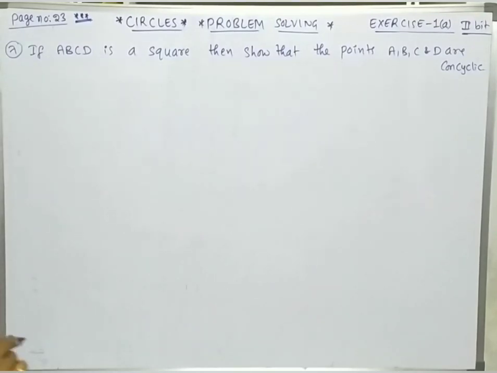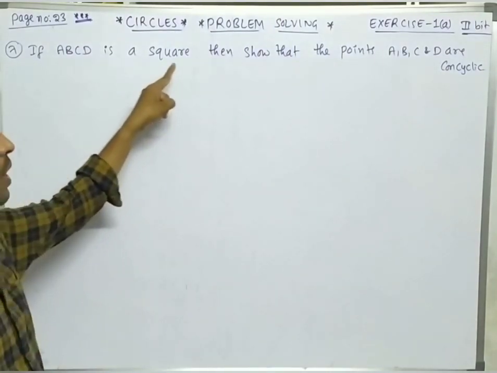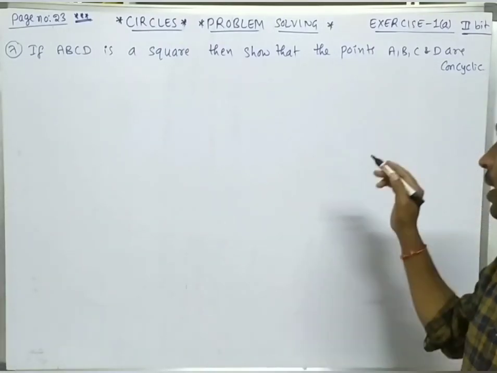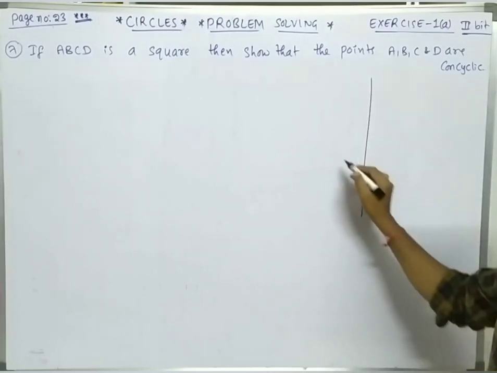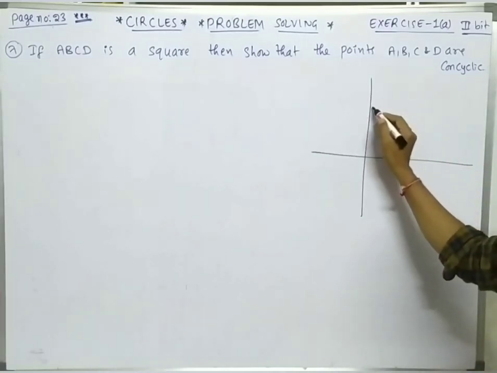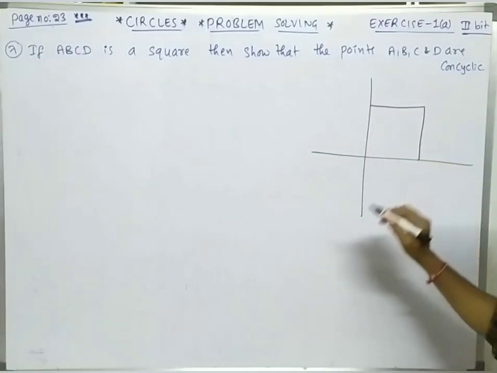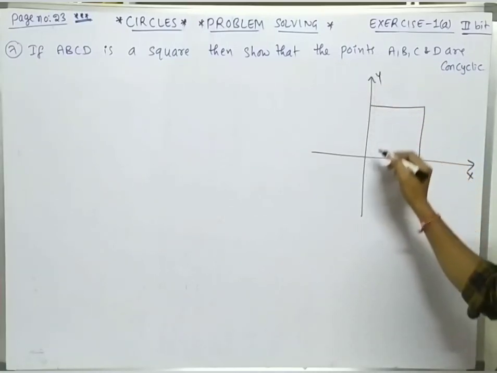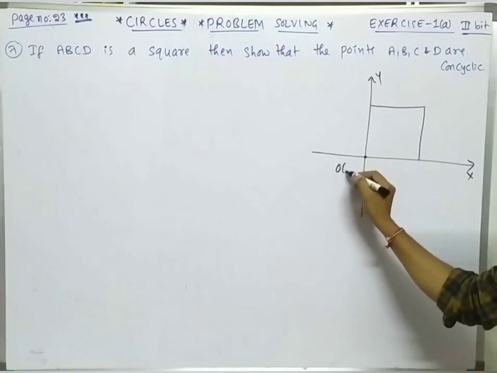Last problem in second bit. If ABCD is a square, then show that the points ABCD are concyclic. First of all, what is the meaning of concyclic? So these are, I am taking, to solve the problem in easy way.